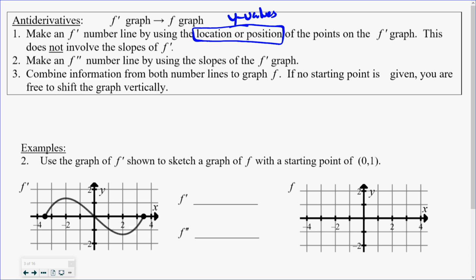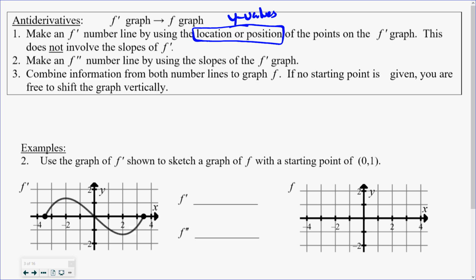So when you're doing the f prime number line and you have the graph of f prime, never look at the slopes. Now we also want to do a second derivative number line test so we can find concavity and points of inflection. When we do that, the second derivative is the slope of the first derivative. So when you do the f double prime number line, now you've got to look at the slopes. That's really important. We confuse those a lot.